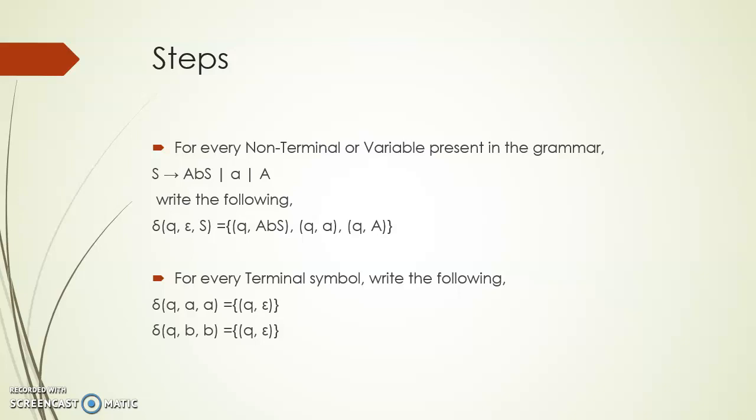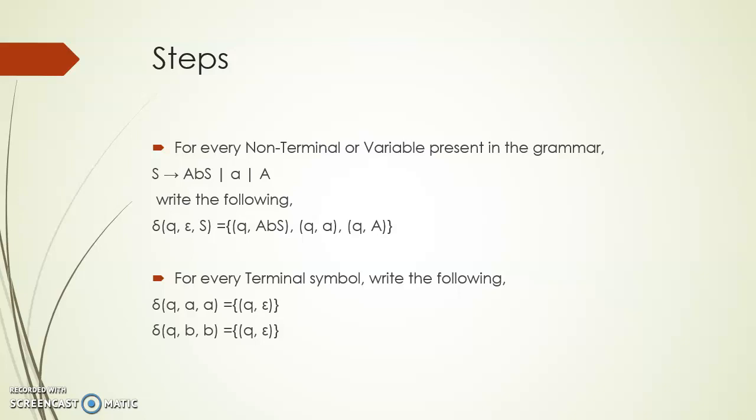We know that a context-free grammar is made up of non-terminal and terminal symbols. For example, consider that the grammar consists of the production S tends to AbS / a / capital A. In this given production, the non-terminal symbols are S, A, and the terminal symbols are small b and small a. So now for every non-terminal symbol, you have to write a transition function as shown below.